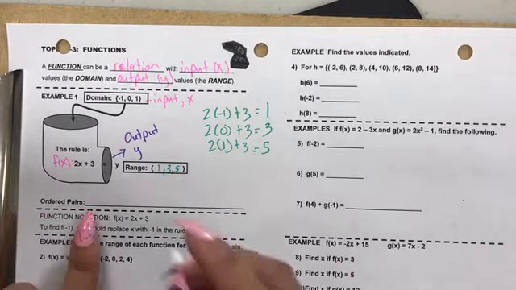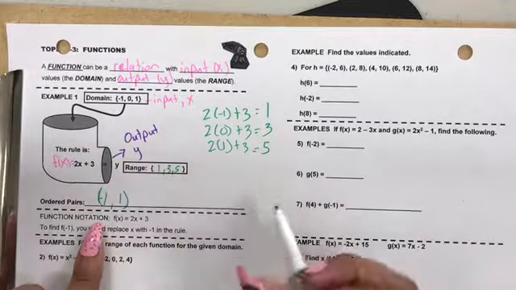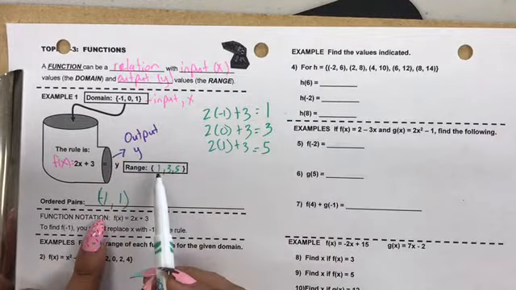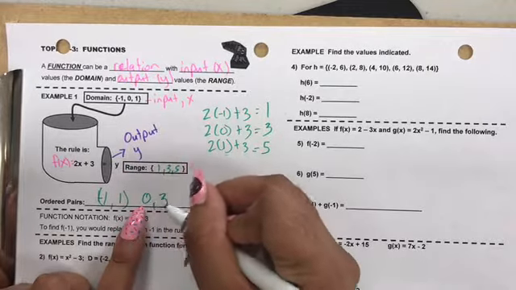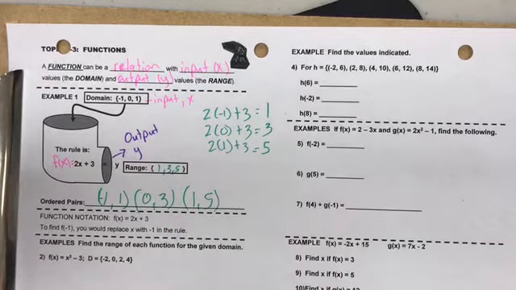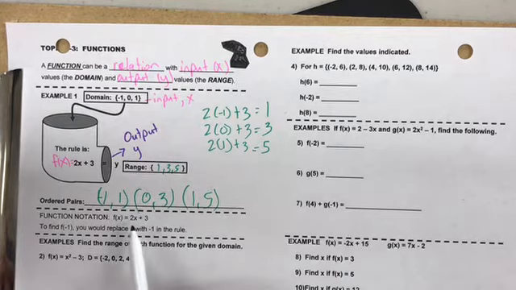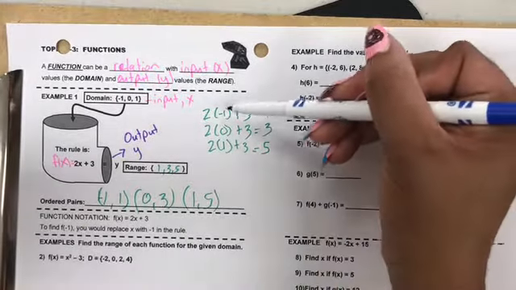So then the ordered pairs would be -1, comma 1. And I'm getting these from my domain and my range. So here my domain is 0, range is 3. 1, 5. So again, function notation, f of x equals 2x plus 3. To find f of -1, you will replace x with -1 in the rule. So that's what we did all throughout.